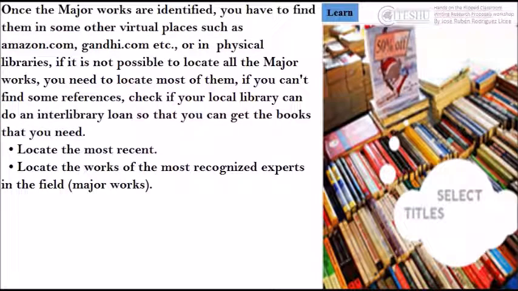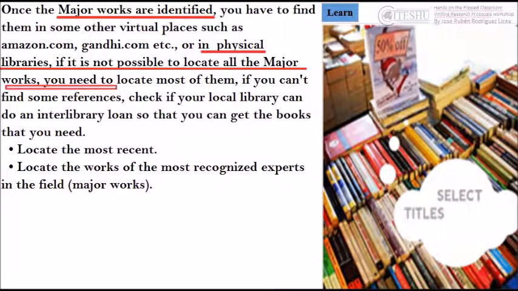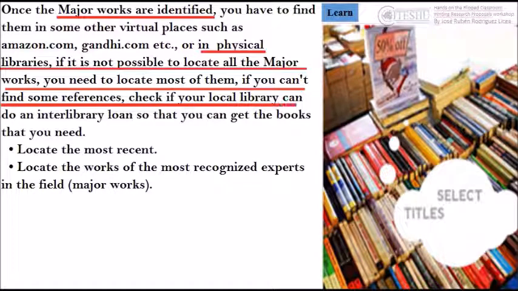Once the major works are identified, you have to find them in some other virtual places such as Amazon.com, Gandhi.com, etc., or in physical libraries. If it is not possible to locate all the major works, you need to locate most of them. If you can't find some references, check if your local library can do an interlibrary loan so that you can get the books that you need.